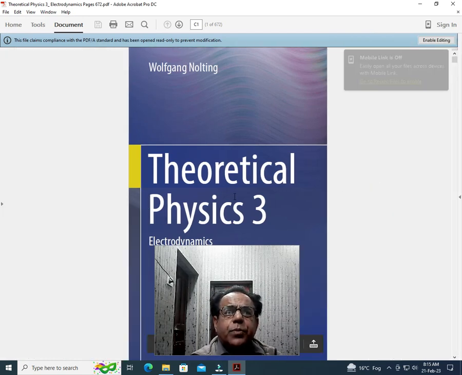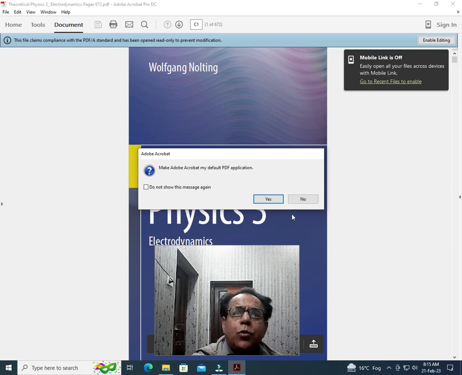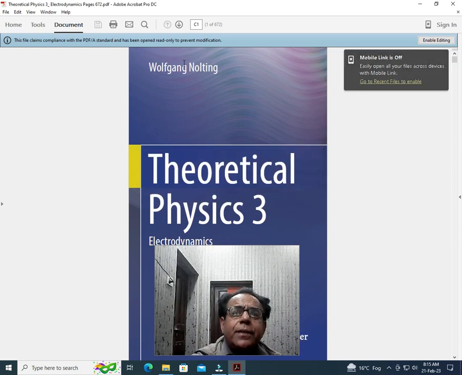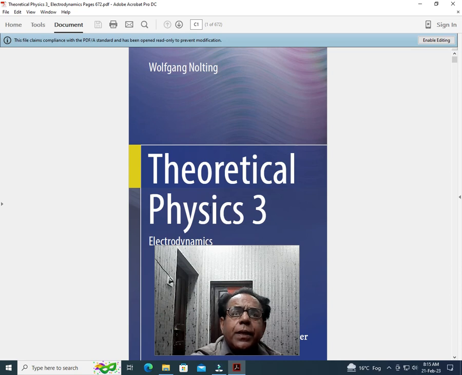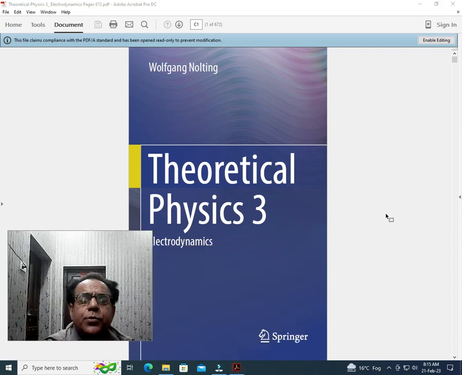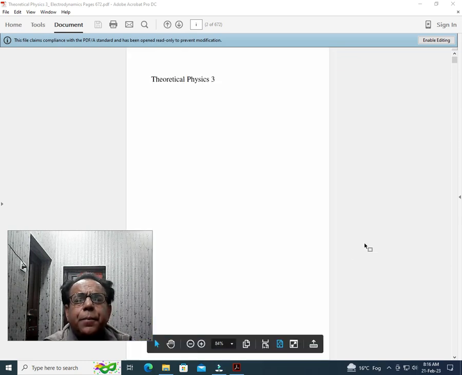This book consists of 72 pages. The author is Wolfgang Nolting. This author has written many books. Currently we are dealing with electrodynamics. When we move further, we will see the list of all those books. Theoretical Physics 3, Electrodynamics. Theoretical Physics 4 may be about classical mechanics, and Theoretical Physics 6 may be about quantum mechanics. Here the publisher is Springer.